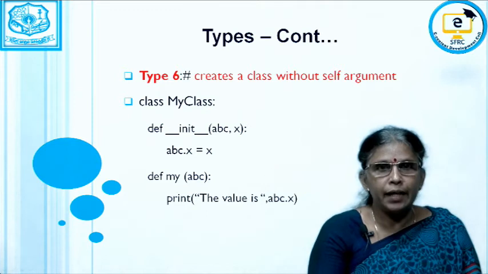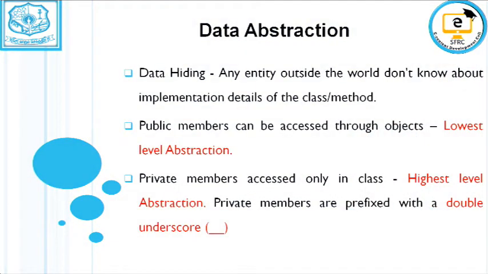Next one is data abstraction. Data abstraction means you can hide the data members or the methods present inside the class, and they need not be known to the outside. Whatever you have implemented inside the particular class need not be known to the outside, and it helps you to hide the data or the methods inside the class.